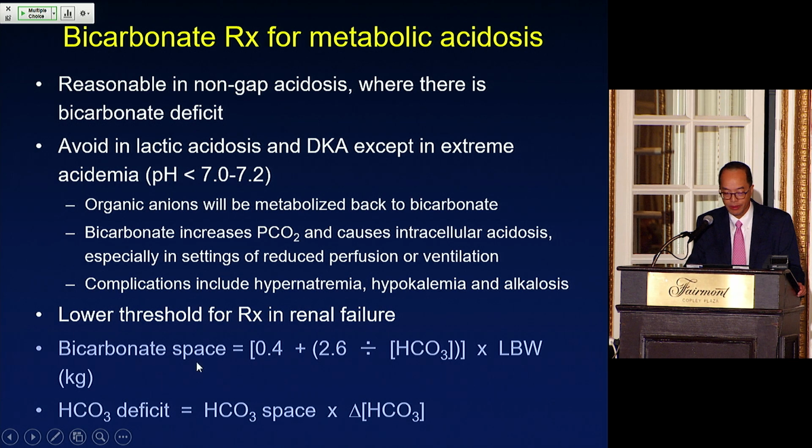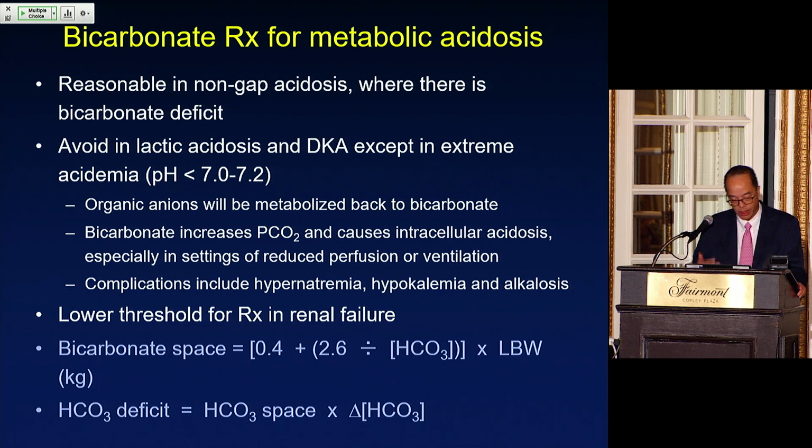If you want to calculate the amount of bicarb to give, something that I don't routinely do but occasionally do, and not something you need to do for the boards, I don't think, this is how you do it. So first you have to calculate the volume of distribution of bicarb, which we call the bicarbonate space. So you would think this would just be the total body water, but it isn't, because remember that acids are buffered not only by bicarb in the extracellular fluid, but also intracellularly. And the more acidotic you get, the more buffering occurs inside the cells.